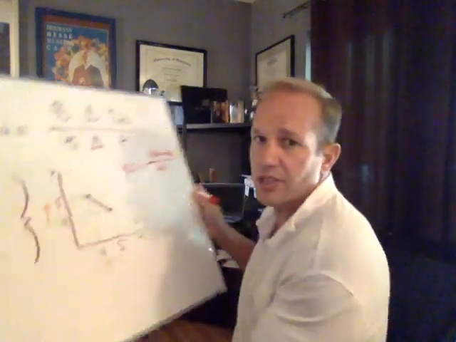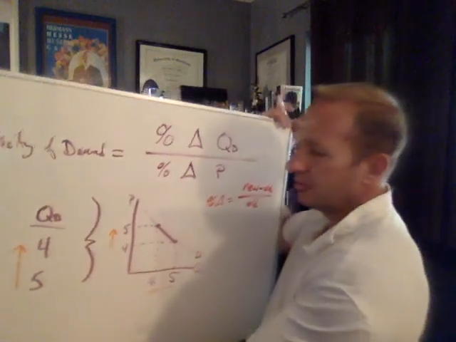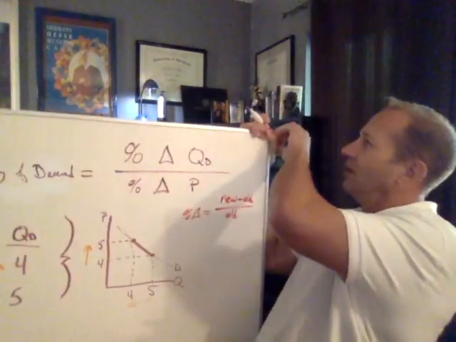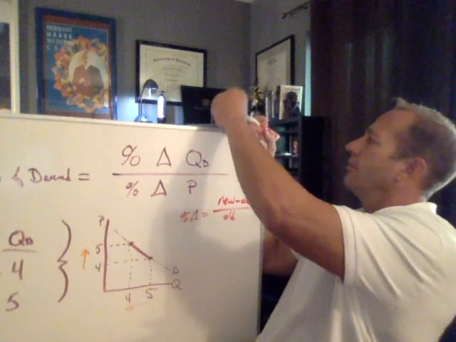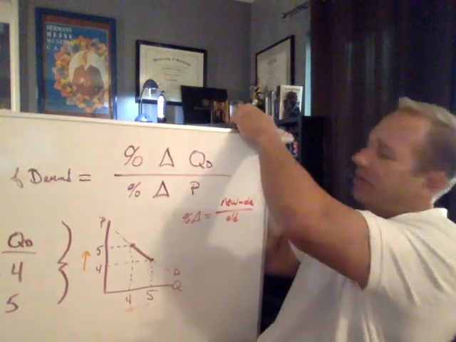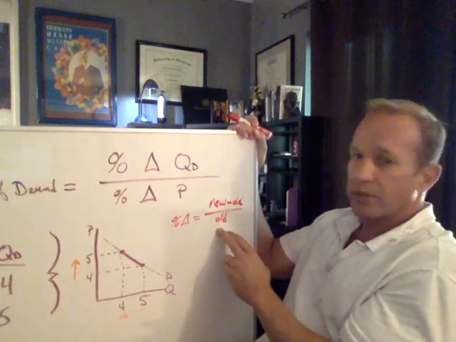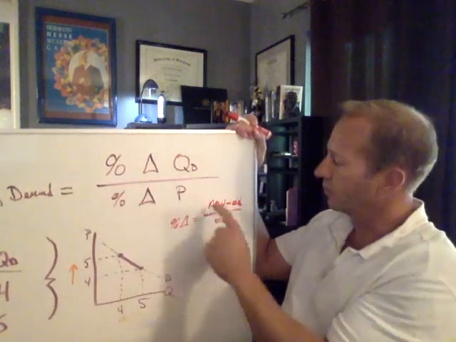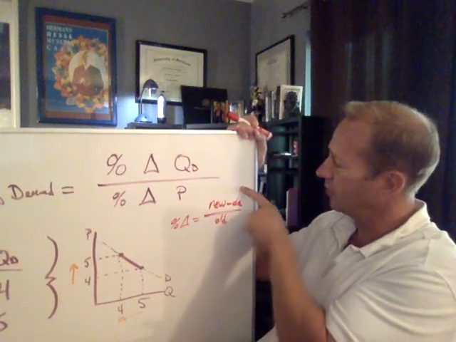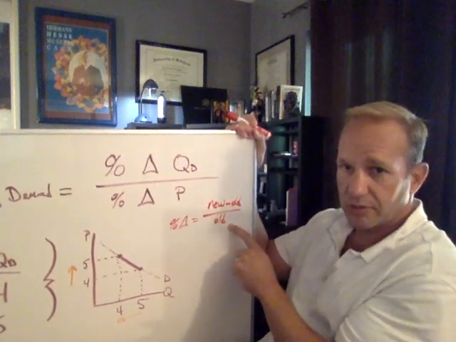Percent change is always equal to, it's like a little rhythm, okay? New minus old over old. New minus old over old will get you percent change every time. So in my $1.10 example, $1.10 minus a dollar, over a dollar, because it rose from $1 to $1.10. So it's 1.10 minus 1.00 over 1.00.